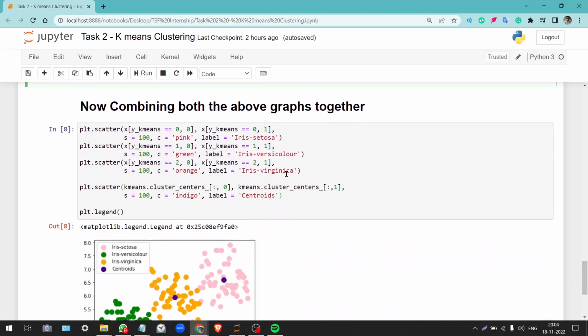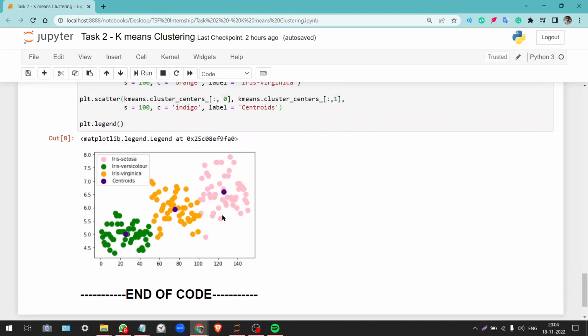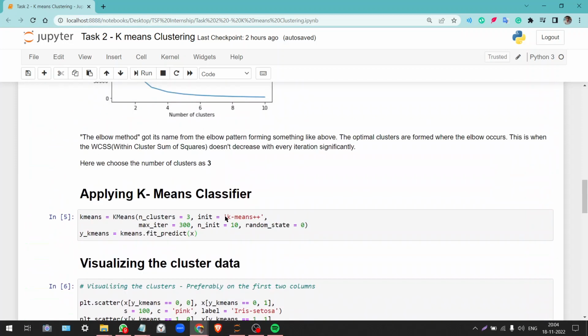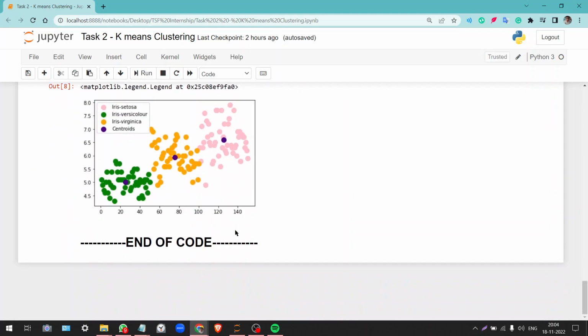But when we combine the above two graphs, the position of the centroid comes in the center of each of the clusters. So we find that there are approximately three clusters we can use to find out the desired output from this model.